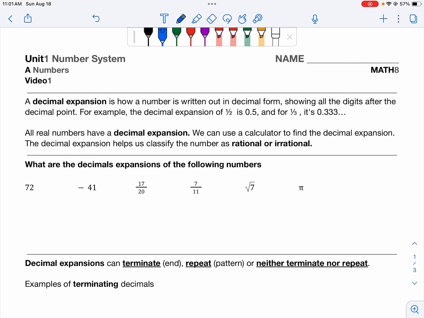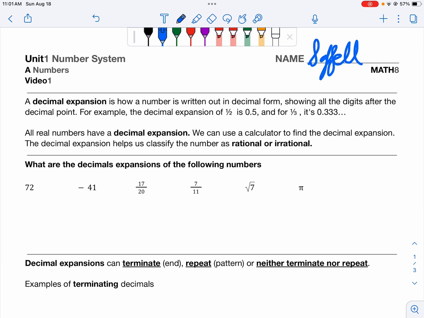Number systems, and more specifically how we categorize numbers. Please follow along, listen. Remember, you can pause this video at any moment to think about what I've just said, rewind it, and be ready to think your way through this. So let's go ahead and start. We always put our names on the top of our papers.